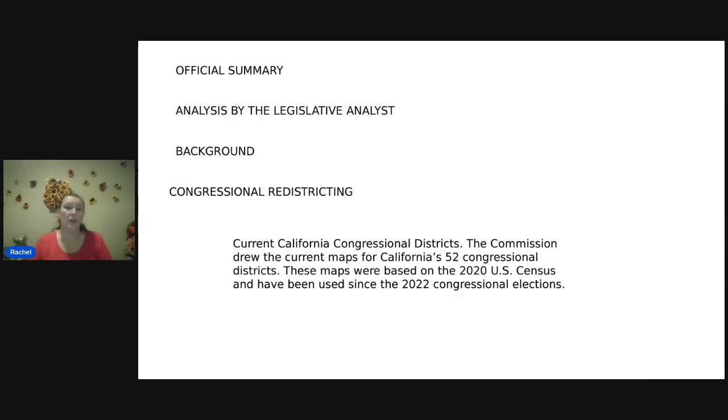Current California congressional districts. The commission drew the current maps for California's 52 congressional districts. These maps were based on the 2020 U.S. Census and have been used since the 2022 congressional elections.